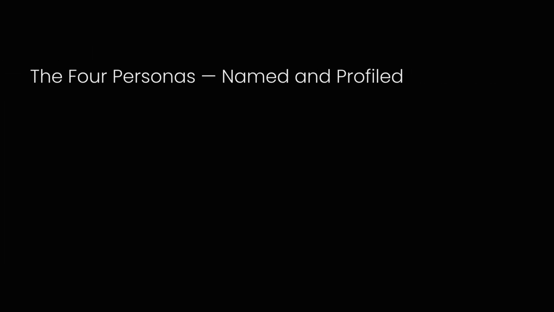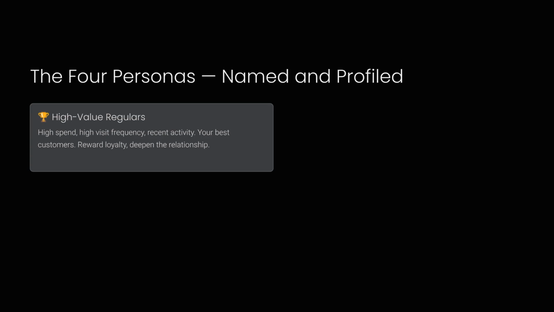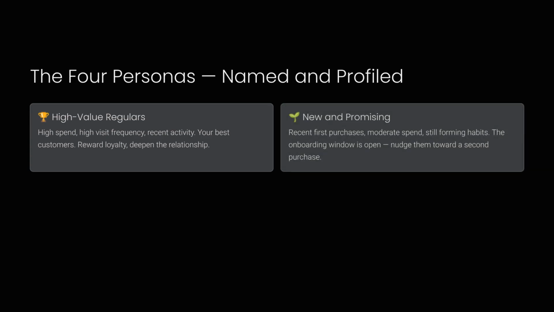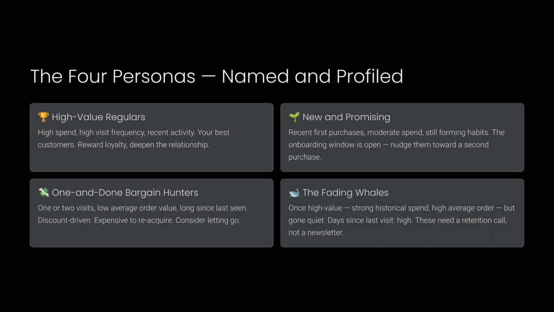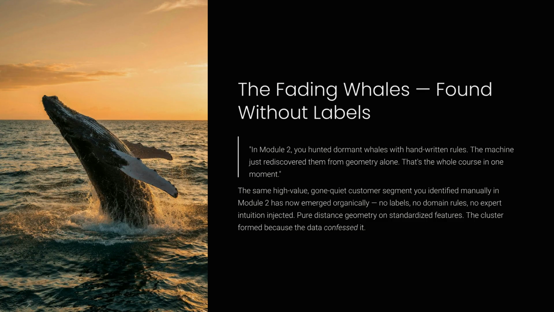Once you profile the clusters, you can name them. Examples include high-value regulars who deserve loyalty rewards, new and promising customers ready for onboarding, one-and-done bargain hunters, or fading whales who require a personal retention call. Remarkably, these fading whales often emerge organically from the geometry. You might have found them using manual rules in an earlier module, but here, the data confesses this segment on its own, without any prior domain intuition injected.